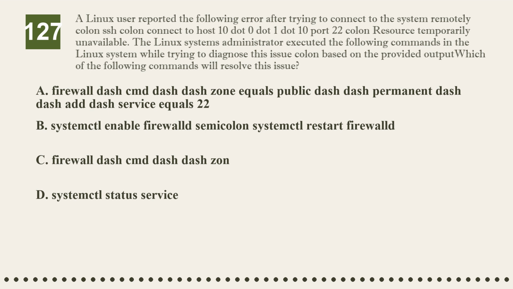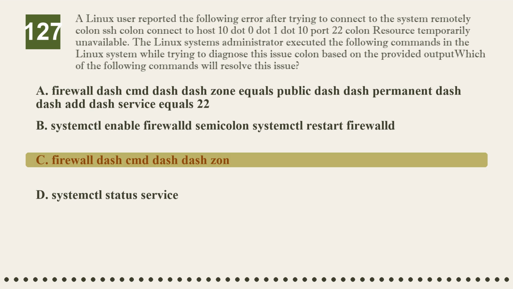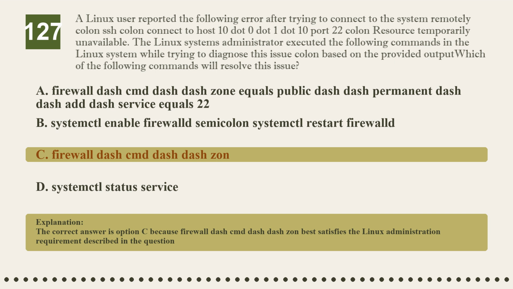Option A, firewall-cmd --zone=public --permanent --add-service=22. Option B, systemctl enable firewalld, systemctl restart firewalld. Option C, firewall-cmd --zone. Option D, systemctl status service. The correct answer is option C, firewall-cmd --zone. The correct answer is option C because firewall-cmd --zone best satisfies the Linux administration requirement described in the question.